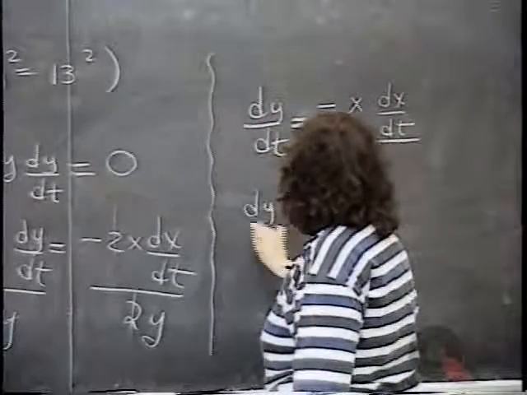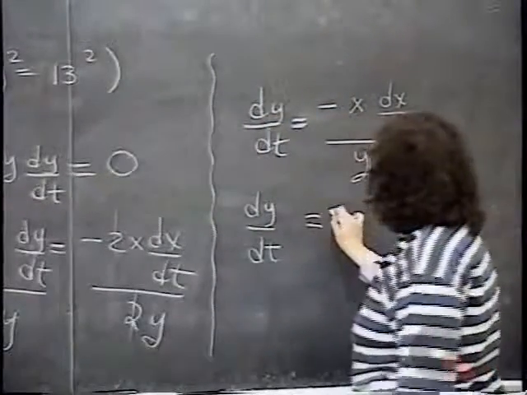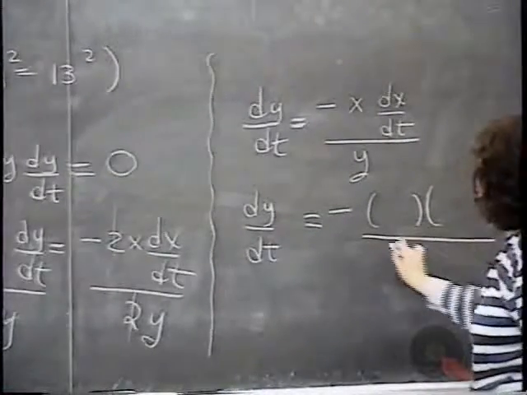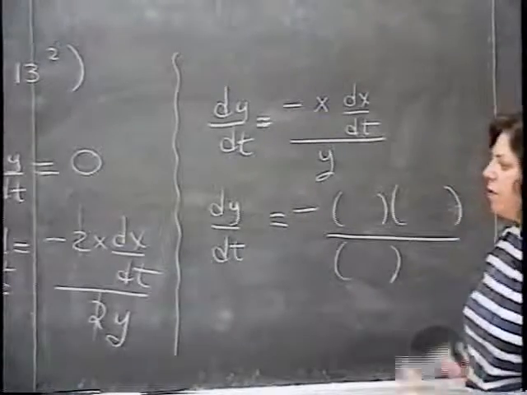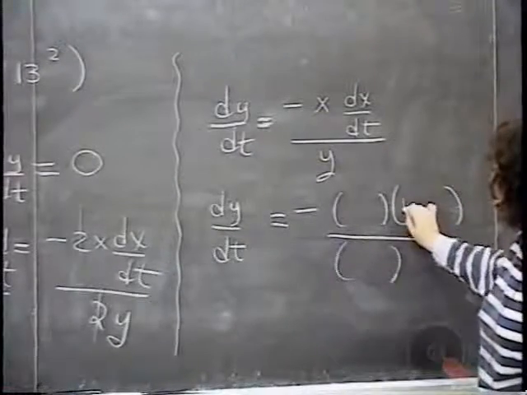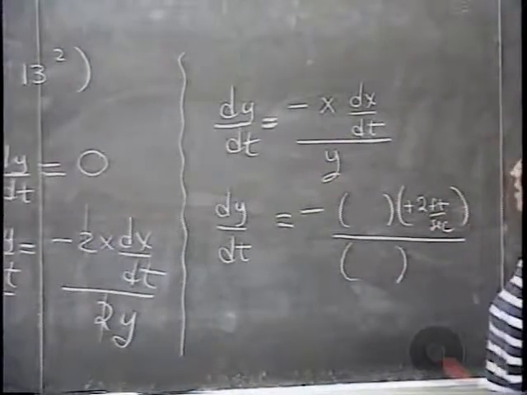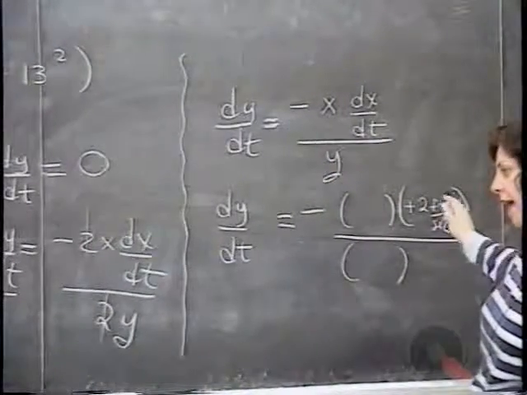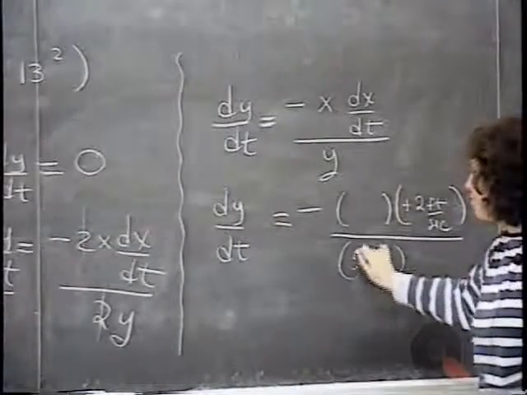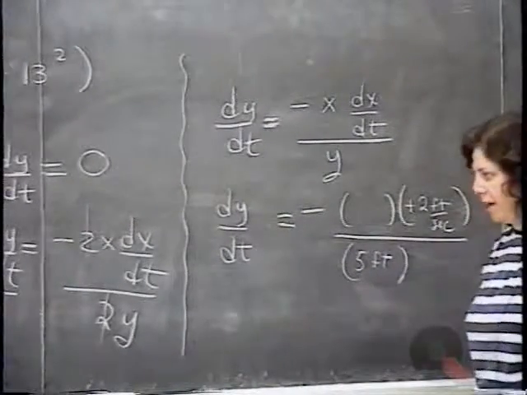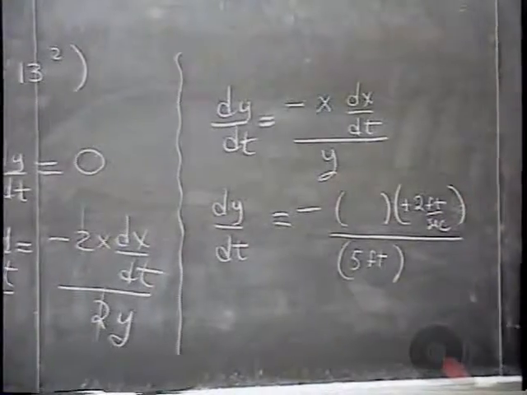So dy/dt is going to be minus x dx/dt over y. We were told that dx/dt is plus 2 feet per second. Now, we're doing this at the moment when y is 5 feet. However, we have to figure out what x is.